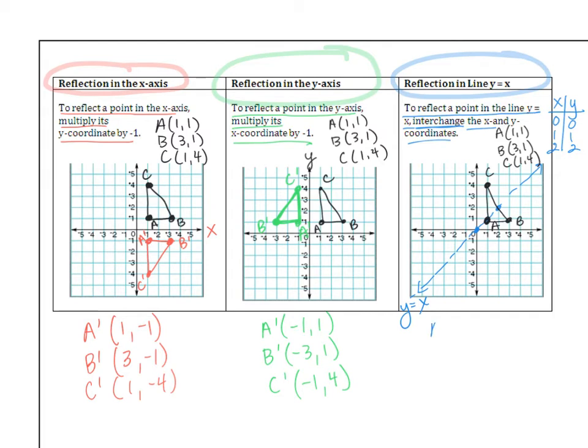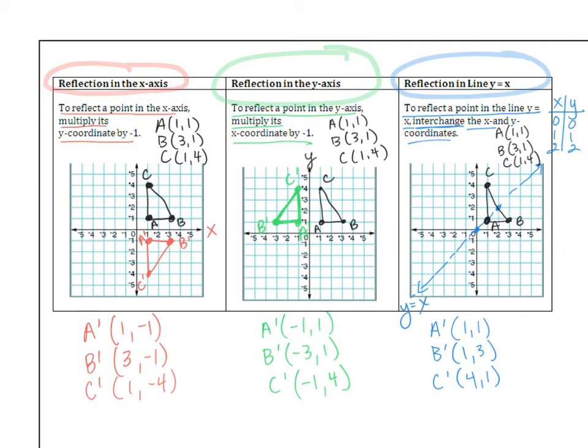So if A was 1, 1, A prime, if I take the 1 and the 1 and I swap them around, it's still going to be 1, 1. B prime, instead of being 3, 1, will be 1, 3. C prime, instead of being 1, 4, will be 4, 1. I interchanged the x's and the y's. I flopped them around. And now let's graph them.